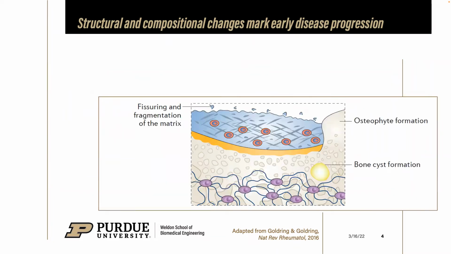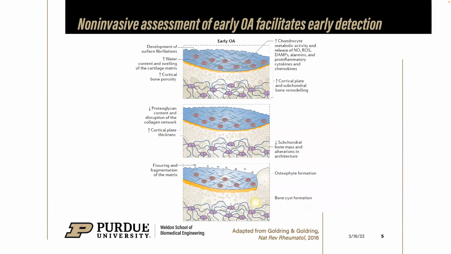And then before you get to mid and late OA, some of the changes that you really do begin to detect at a more macro scale are the fissuring and fragmentation of the matrix. So you actually have delamination or fibrillation of the articular cartilage. And this is where you begin to see thinning of the articular cartilage, as well as the formation of osteophytes, which are bone spurs on the periphery of the cartilage. And also the formation of bone cysts and other changes in the bone. And so with this progression of changes, and I've summarized them all here, we want to be able to detect these things early, right?